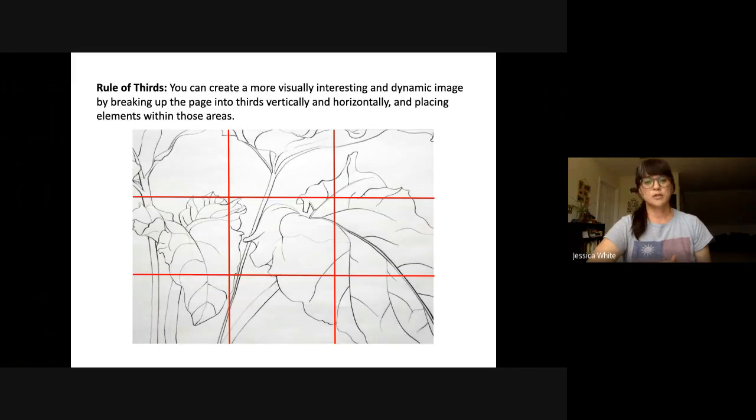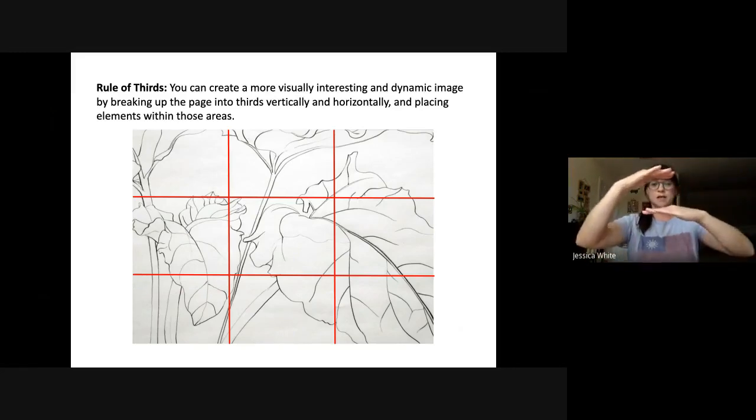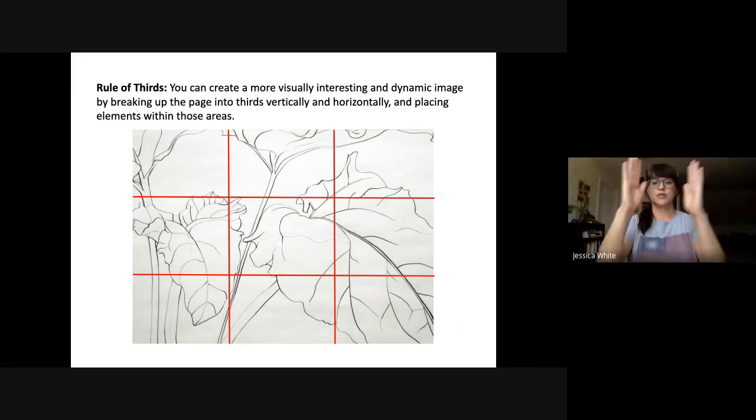You can create a more visually interesting and dynamic image if you break up the page into thirds vertically as well as horizontally, and then place elements within those areas. So here in this example, we have vertical thirds breaking up something like this smaller leaf, which is over here on the left third, and then this larger leaf that fills up the other two-thirds of the page. Horizontally, it also works because we have this leaf going up into the top third, and then these two leaves are down in the bottom third of this page.